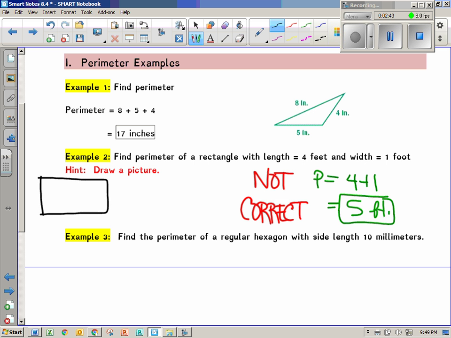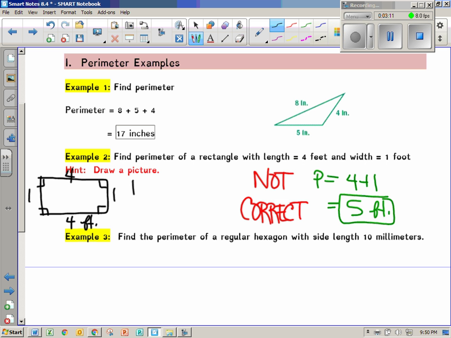If you just draw the rectangle and label, the length refers generally to the longest side. So we've got 4 feet. I usually just put the unit on one of the sides so that I can concentrate on the numbers on the other part. So here's our rectangle, and just for review purposes, remember, a rectangle is a parallelogram where all 4 angles are 90 degrees.